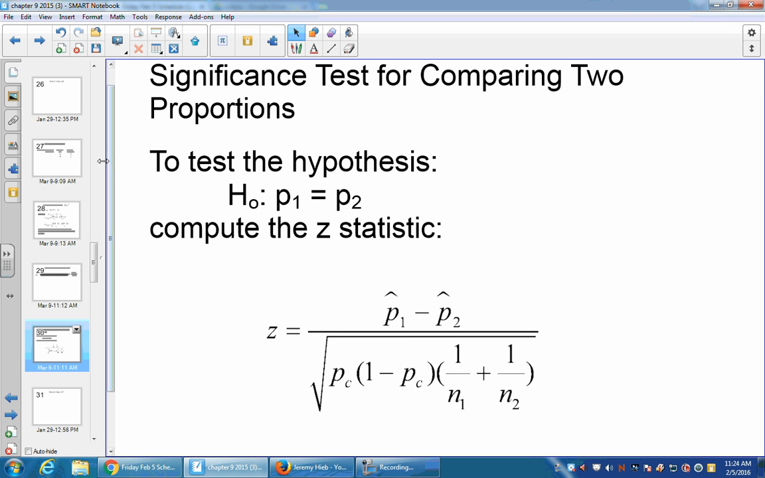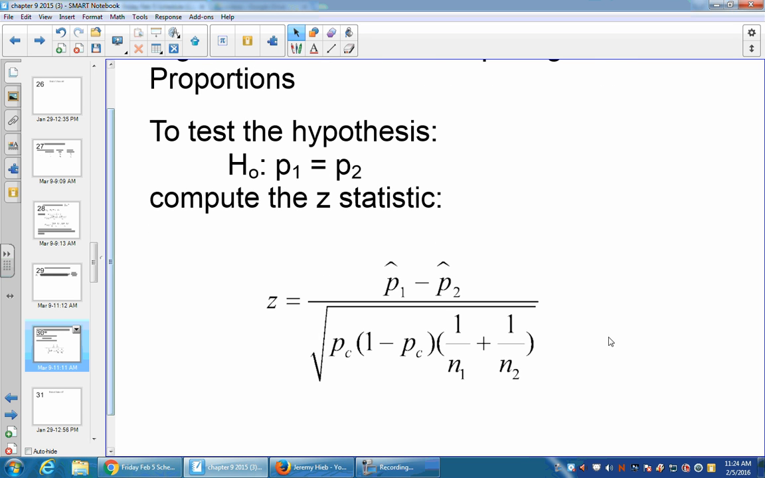And to test any of our significance tests with two proportion tests, we're testing that the two proportions are the same. And if that's the case, this is how we find our z. We subtract our two p hats on top, and then we use our combined p times 1 minus combined p times 1 over n, first n plus 1 over the second n, the square root. This is just our standard error for two proportions, this bottom. So you're kind of doing the same thing you did before. You subtract two values over your standard error. All right.